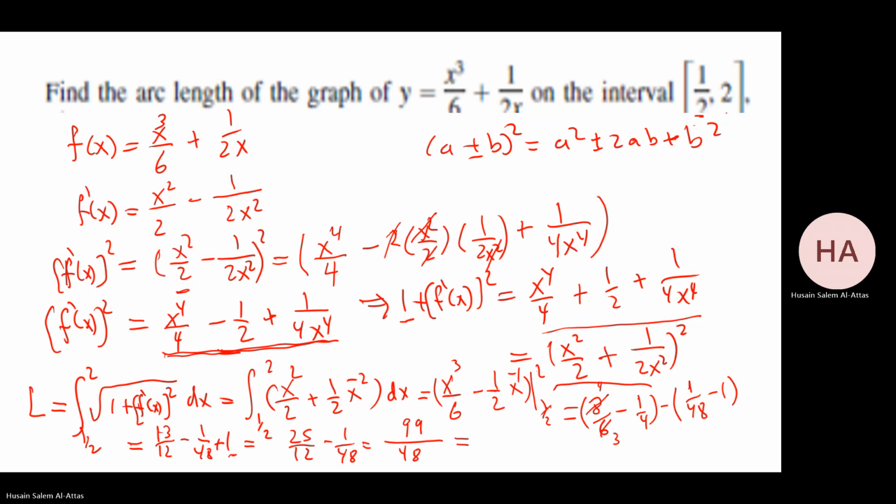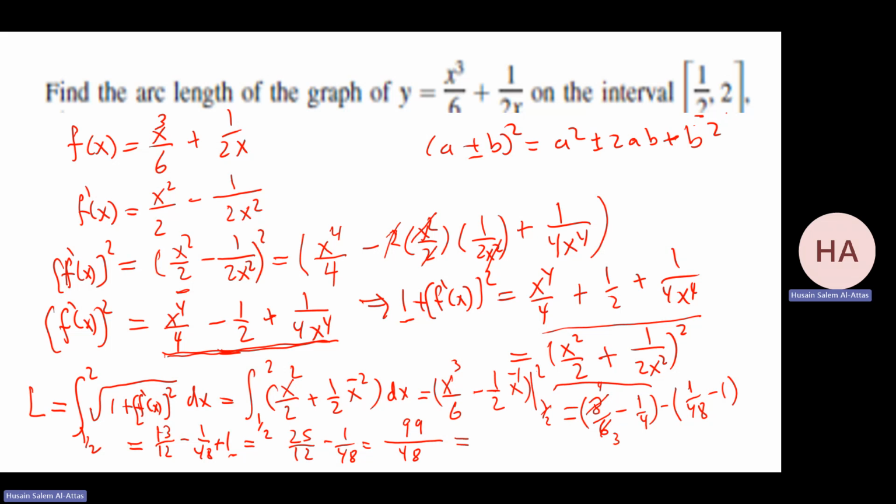I think I made a mistake somewhere. Is this x to the power 4 minus half, and return it back, x squared over 2 plus 1 over 2x squared. So I have x cubed over 6 minus half x to the power minus 1. Derivative of this will be x squared over 2. And this will be 1 over 2 x to the power minus 2, which is correct.